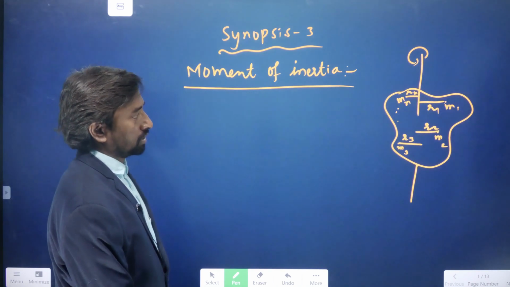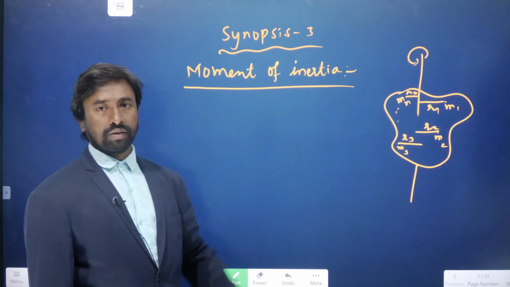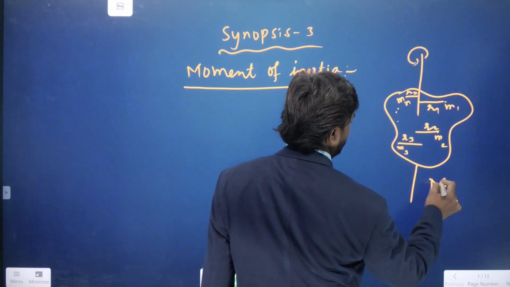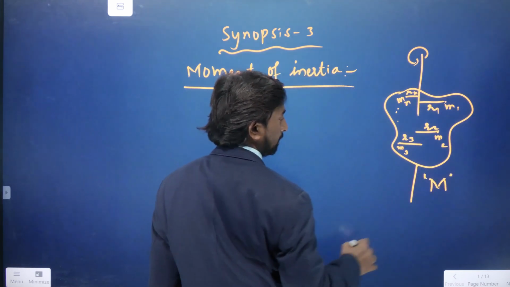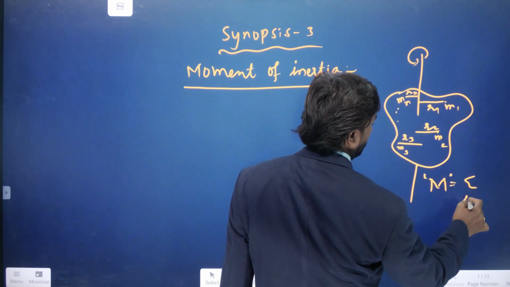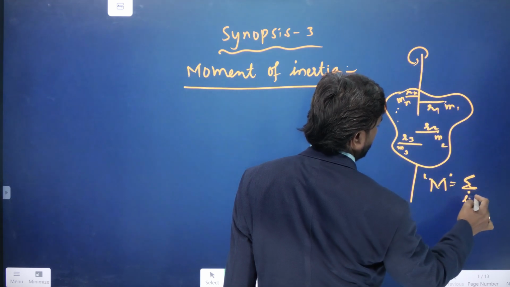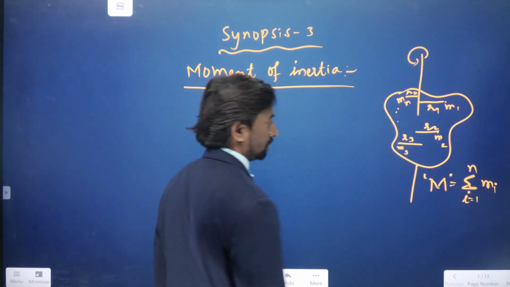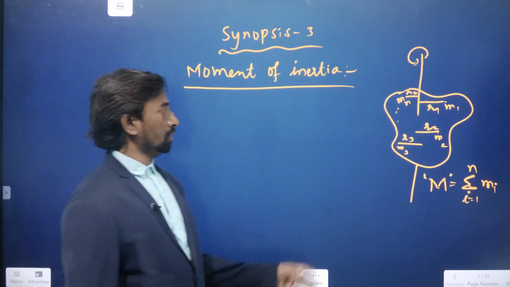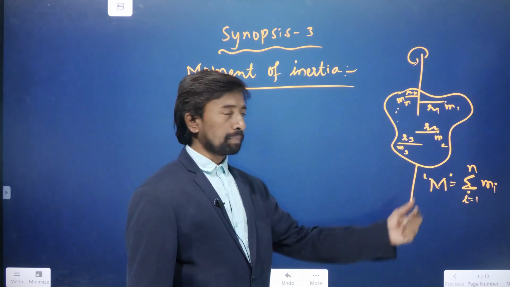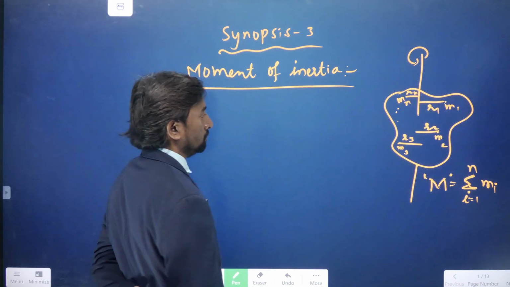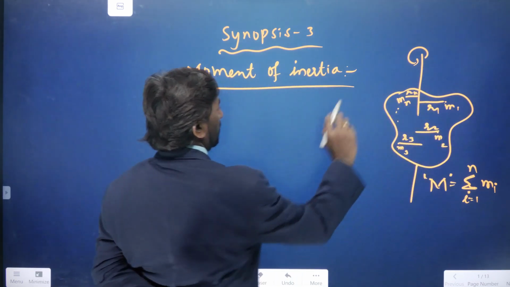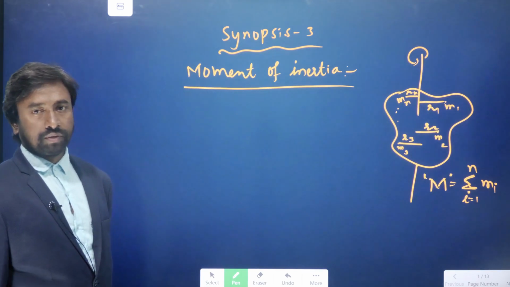Suppose we consider the whole rigid body. The mass of the whole rigid body can be taken as capital M. That capital M is the summation of the masses of all the individual particles up to n of the whole rigid body. Now, the moment of inertia of the rigid body.